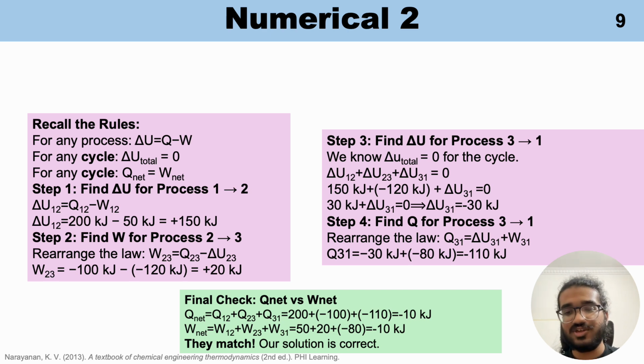Finally, for process 3 to 1, for the last step, that is minus 30 plus minus 80, which is minus 110 kilojoules, which is the work done. So as a final check, we need to check if Q net is equal to work net. Summing up all the Q values gives us minus 10 joules, so summing all the work values from all the 4 steps also gives us minus 10 joules. Since they match, our solution can be verified as correct.